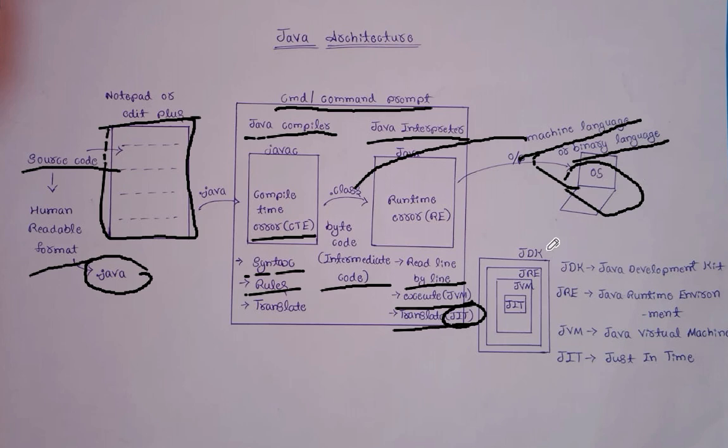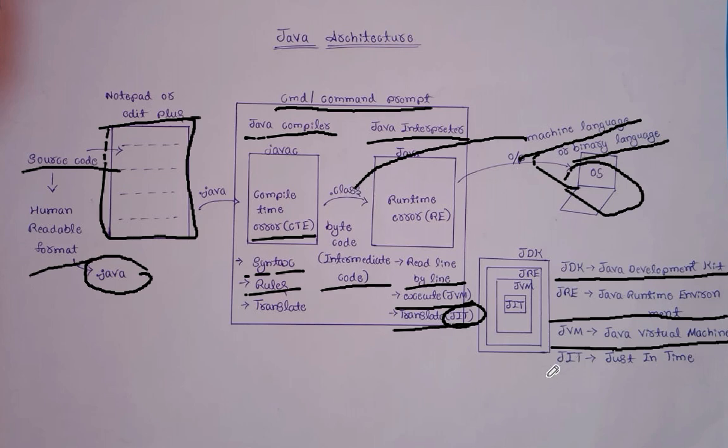Now we will see what is JDK. JDK stands for Java Development Kit, which means it consists of library files and utilities to run the Java program. It contains JRE, JVM, and JIT. JRE stands for Java Runtime Environment, which means it provides environmental setup to run the Java program. JVM stands for Java Virtual Machine. It is responsible for executing the .class file.